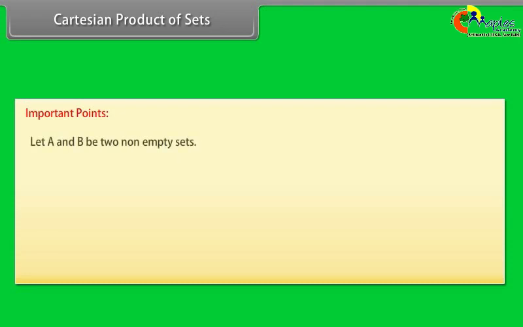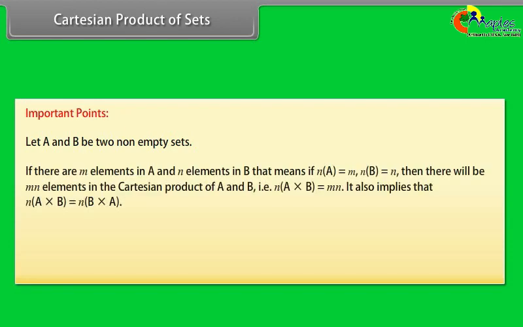Important points. Let A and B be two non-empty sets. If there are m elements in A and n elements in B, that means if n(A) is equal to m and n(B) is equal to n, then there will be m into n elements in the Cartesian product of A and B. That is, n(A cross B) is equal to m into n. It also implies that n(A cross B) is equal to n(B cross A).